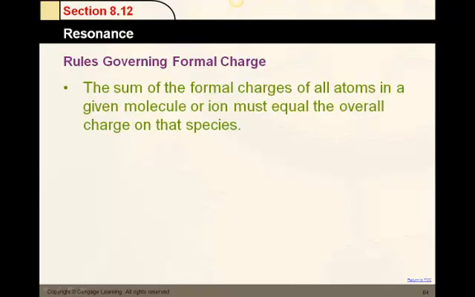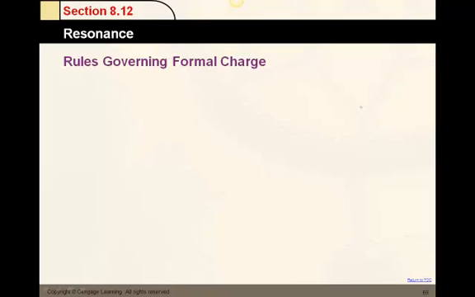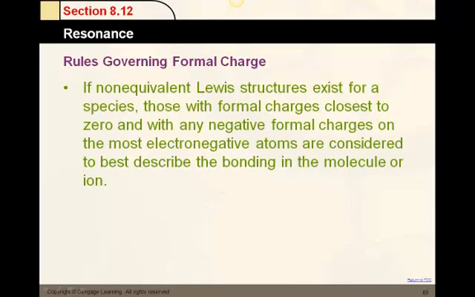The sum of the formal charges of all atoms in a given molecule or ion must equal the overall charge on that species. If non-equivalent Lewis structures exist for a species, those with formal charges closest to 0 and with any negative formal charge on the most electronegative atoms are considered to best describe the bonding in the molecule or ion. And that's the reason carbon monoxide has carbon with a lone pair, because the other choices one could have would allow for higher formal charges. So we want to be as close to 0 as possible.